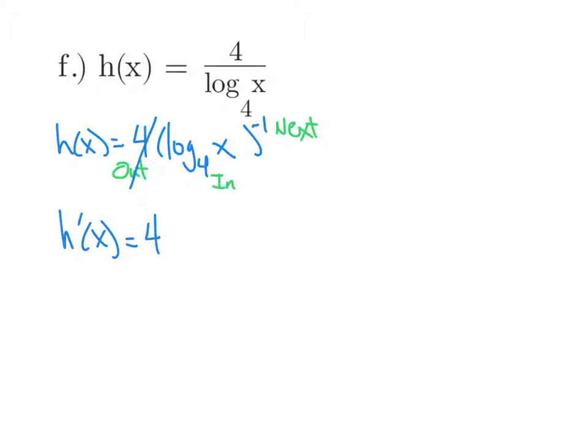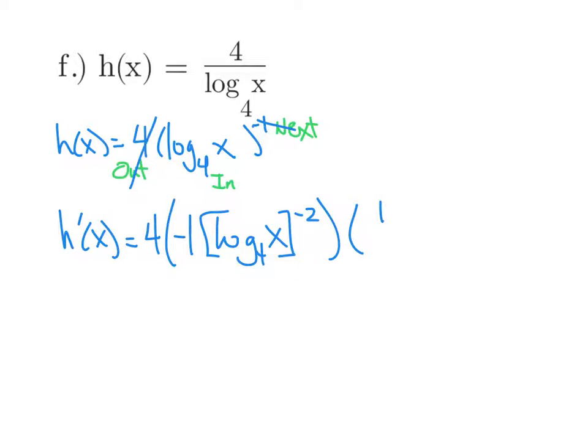Next we'll deal with the power, which is bring the power down times log base 4 of x and reduce the power by 1. So now it's at a negative 2. Finally, we have to take the derivative of what's on the inside, that log base 4 of x, which is going to look a lot like the derivative of natural log in that we'll do 1 over x, but we have to multiply it by 1 over the natural log of 4 as well.